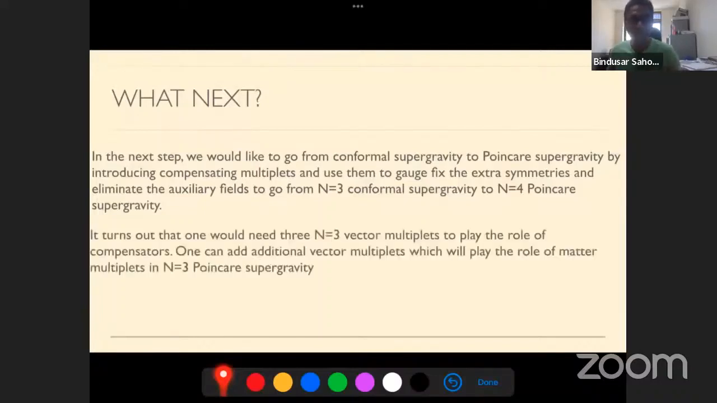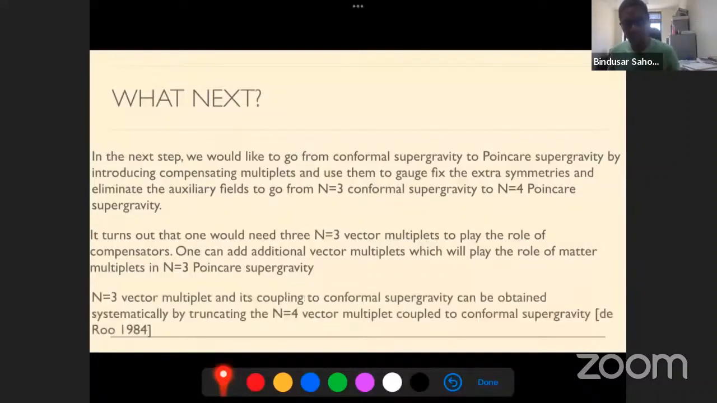It turns out that in n equal to 3, you would need at least 3 vector multiplets to play the role of compensators. One can also add additional vector multiplets, which will play the role of matter multiplets in n equal to 3 Poincare supergravity. Now the n equal to 3 vector multiplets and their coupling to conformal supergravity can be obtained systematically by truncating the n equal to 4 vector multiplet coupled to conformal supergravity that was obtained by de Roo in 1984. I'm loosely using the word truncating here. It's not actually truncating. As I said earlier, n equal to 3 vector multiplet is the same as n equal to 4 vector multiplet. But by truncating, I'm basically saying that I'm rearranging the degrees of freedom.